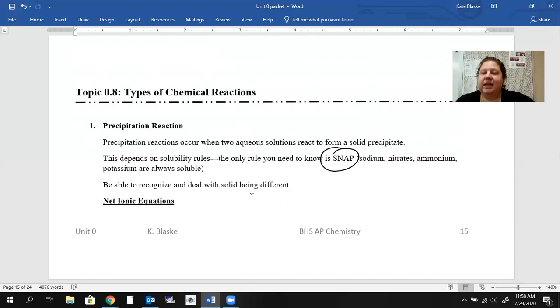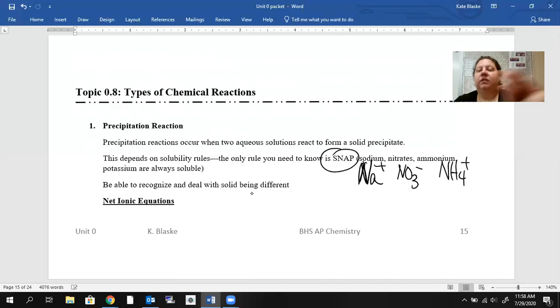S stands for sodium. If it's got sodium in it, it is always, always, always going to be soluble. That's an N. Nitrates. So if it's got the polyatomic ion nitrate in it, it is always, always, always going to be soluble, no matter what else it's bonded with. Sodium has a plus charge. Ammonium, NH4+. It's got an ammonium ion in it, always, always, always going to be soluble. And potassium. Now, it bothers me that potassium is K, but it says SNAP. Bothers me. Potassium, K+, always going to be soluble. If you know those four, we're pretty good.